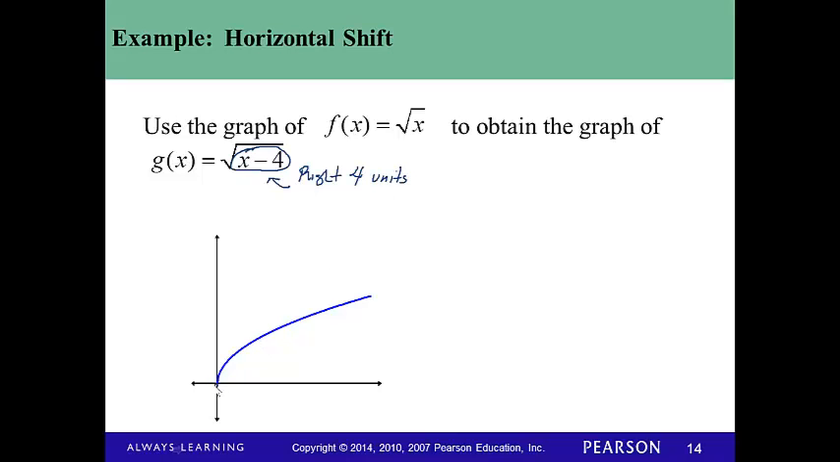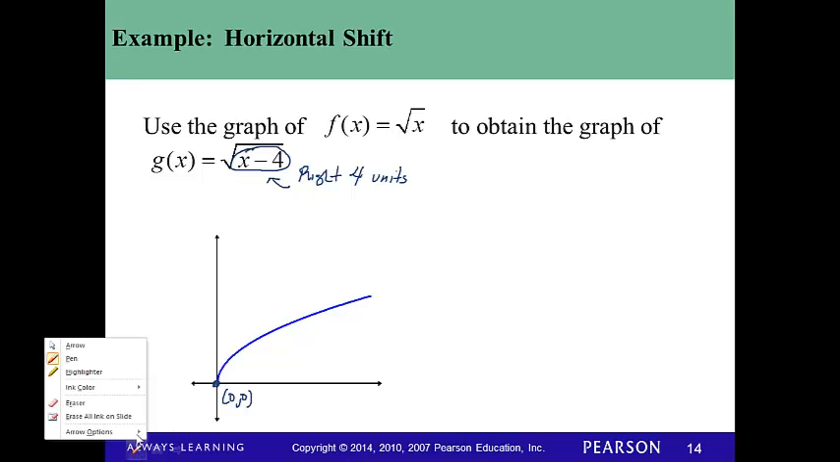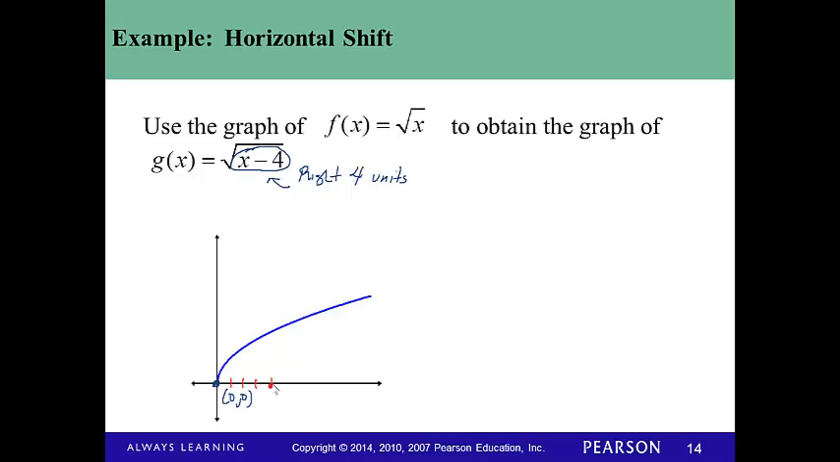So here's the point 0, 0. And if we move to the right 4 units, it would become the point 4, 0. So 1, 2, 3, 4, 0. And then you would do the same with the other points. Think of them as moving as well. So 1, 2, 3, 4. And the red graph represents g of x, and the blue is f of x.